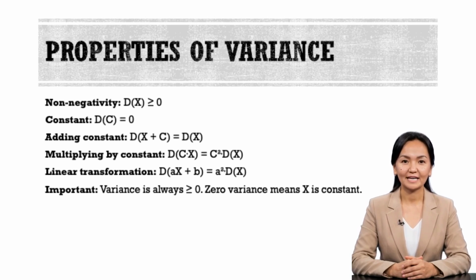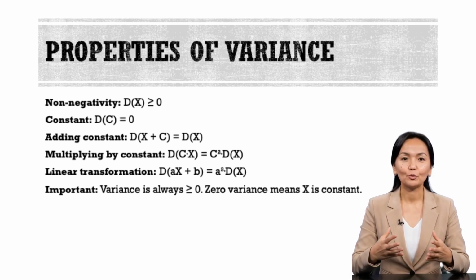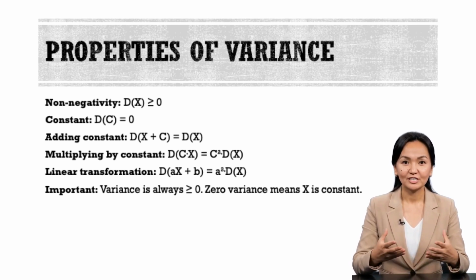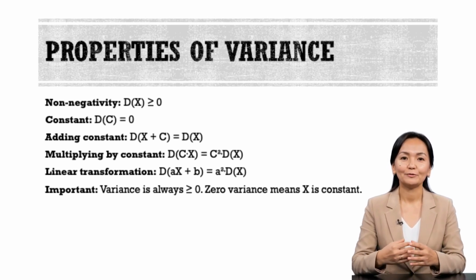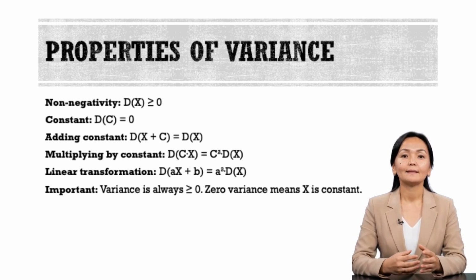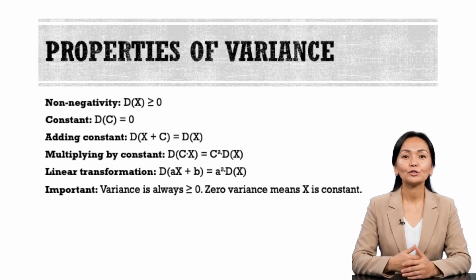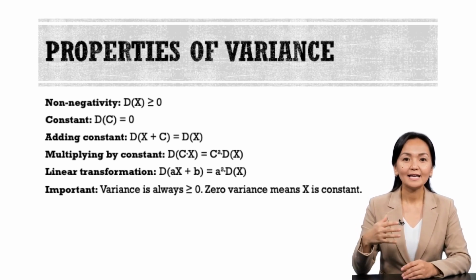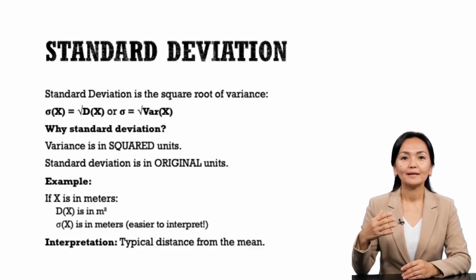Fourth, multiplying a random variable by a constant multiplies the variance by the square of that constant. This is crucial to remember. Variance scales by the square. Finally, for a general linear transformation aX plus b, the variance is a squared times the variance of X. These properties are very useful when we transform random variables, and they help us understand how variance behaves under different operations.